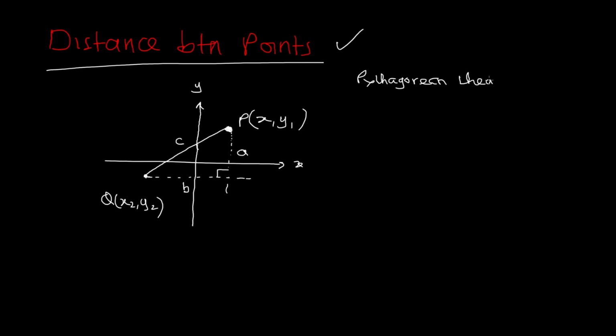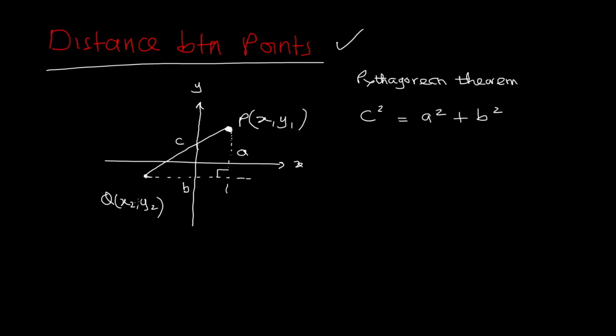So what does it state? It states that the square of this and that is equal to the square of this one here. So meaning that c squared is equal to a squared plus b squared, right?